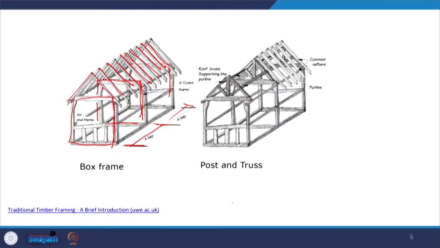Whereas the second model that we can see is the post and truss. Here we can see the truss is the unifying factor, and there are common rafters and these purlins which connect the trusses together. The purlins play an important role because that is where all the trusses are connected together.